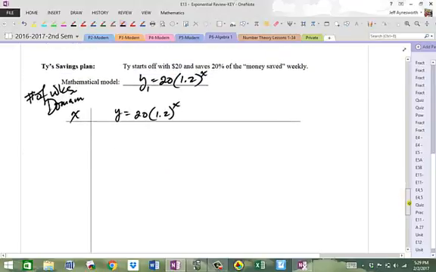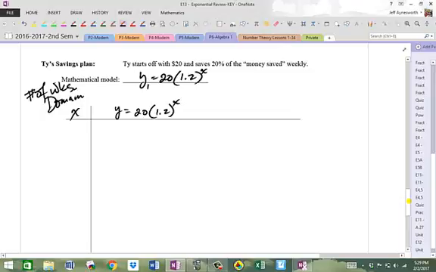Now, since we're dealing with number of weeks, we're going to start at 0, and then 1, 2, 3, 4, 5 weeks, so we can take a look at what's going on. For 0 weeks, we have 20 times 1.2 to the 0 power, which is 20 times 1. Anything to the 0 power is 1, so that's 20. There's your y-intercept right there.